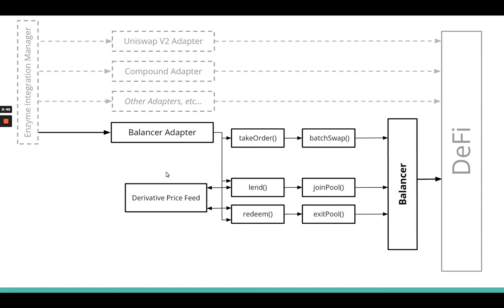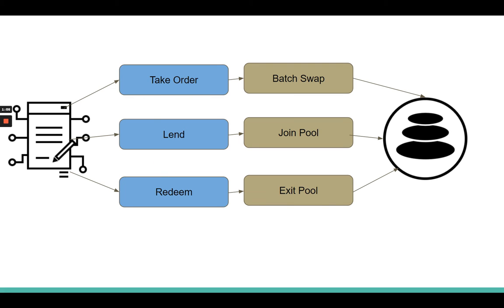Enzyme's Integration Manager is the gate between Enzyme's Vault Manager and the Balancer v2 Vault, and our adapter is the key. We take the Enzyme requests and translate them into data that Balancer can then use to fulfill and respond to those requests. We then take the return data and funds from Balancer and send it to Enzyme in the proper format.